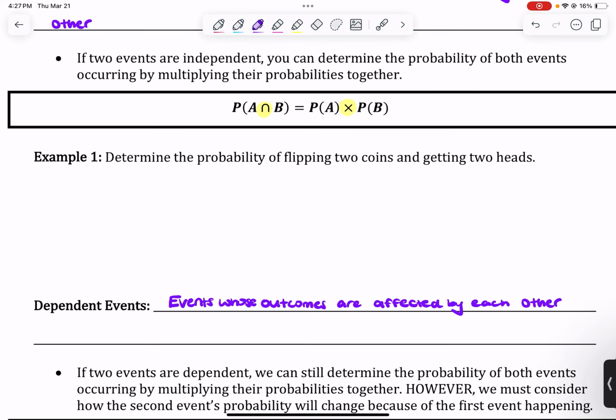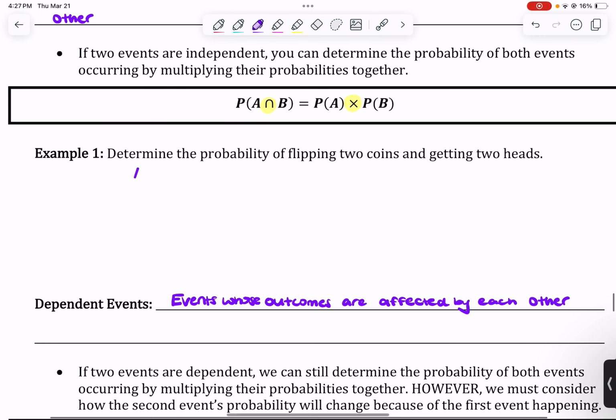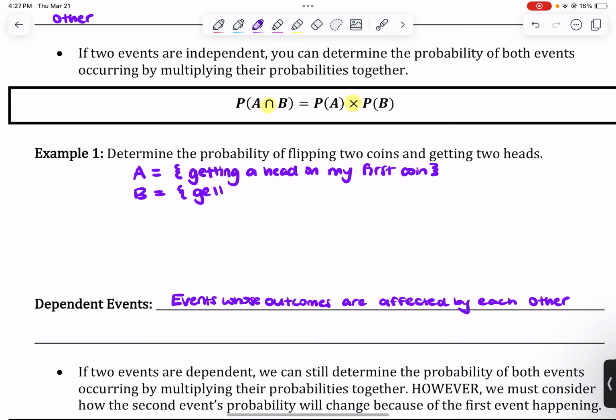Now, when we're defining our events, we'll want to define each event separately. So I'm going to define the first event as A, just so it can match the formula there. So my first event will be getting a head on my first coin. And my second event, I'll call it B, will be getting a head on that second coin.